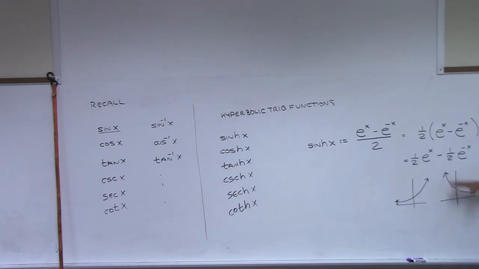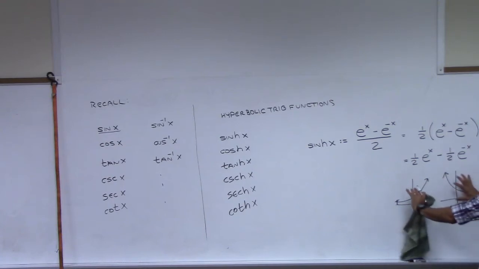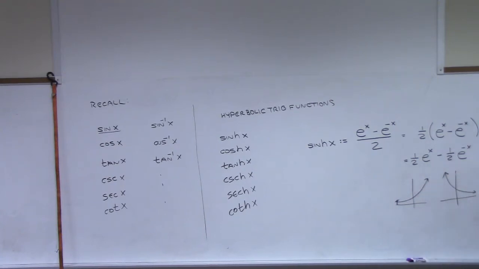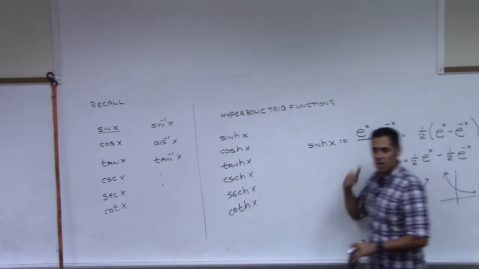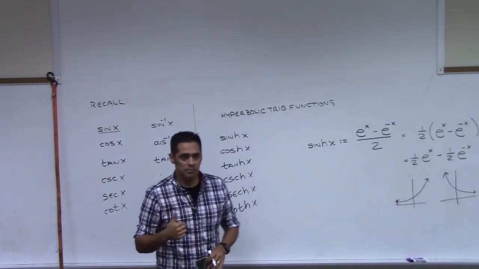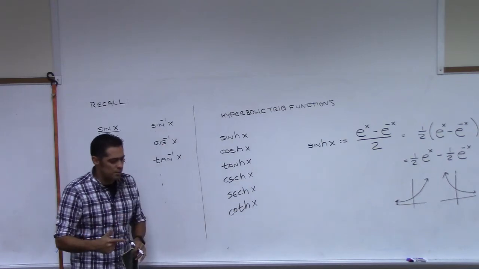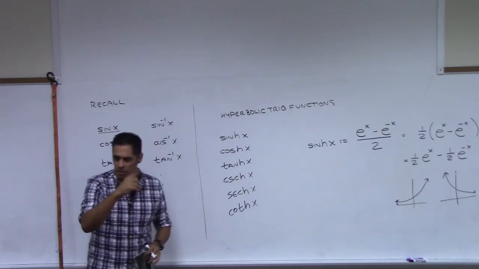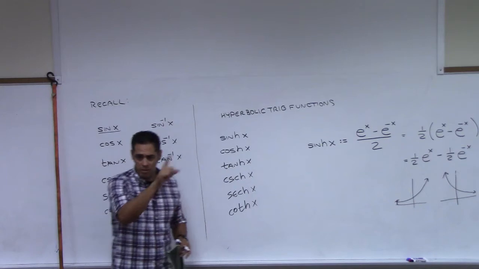So if we subtract the two, this is the same as adding the opposite. Somehow we're combining these two functions together to create a new function, and that new function is the hyperbolic sine function. All right? Now the graph of these, when I get my computer up and running, I'll show you the graphs, but they're in your book too.